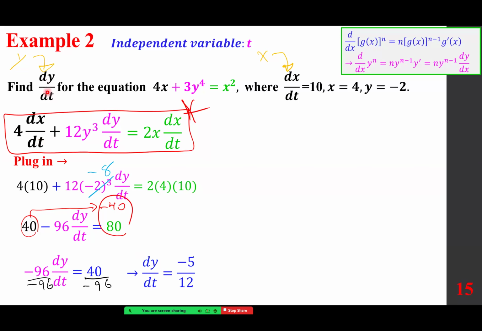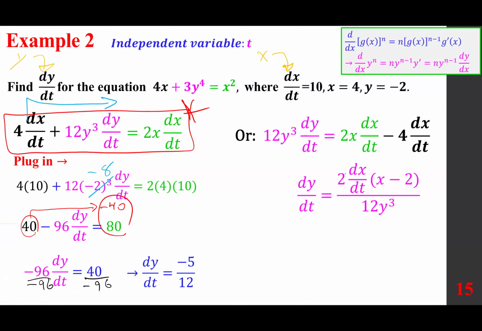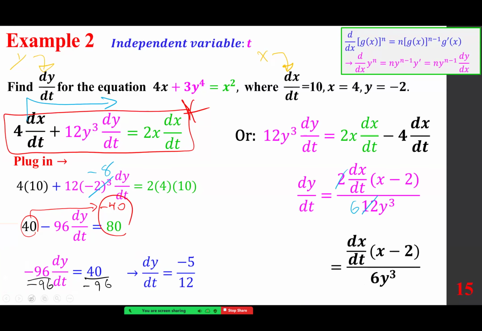Or over here, we want to solve for dy dt, so we have to move 4 dx dt to the right. We're going to divide both sides by 12y cubed. First, we take the factor of 2 dx dt on the right side. So dy dt becomes dx dt times x minus 2 over 6y cubed. Now, if you plug in, you get exactly the same answer.